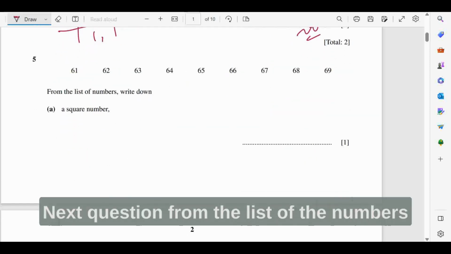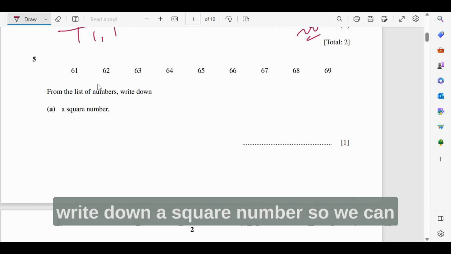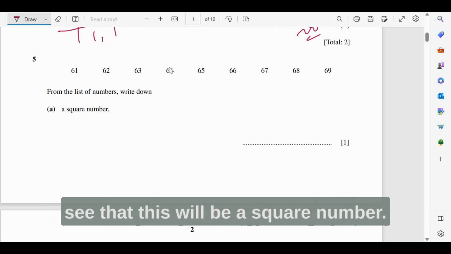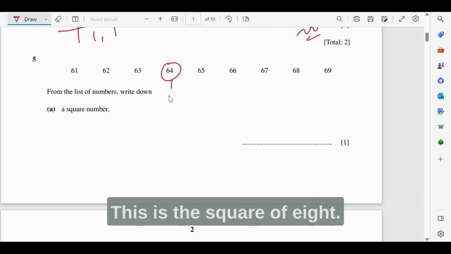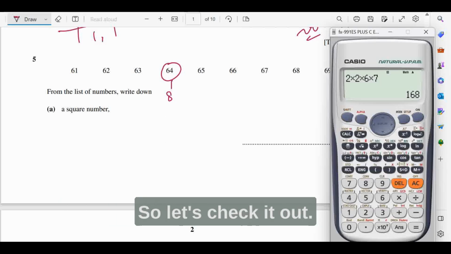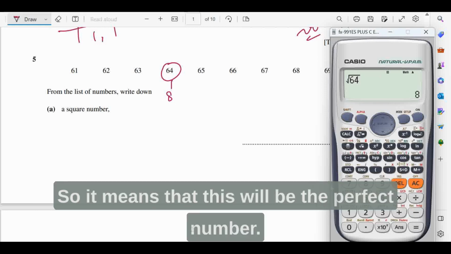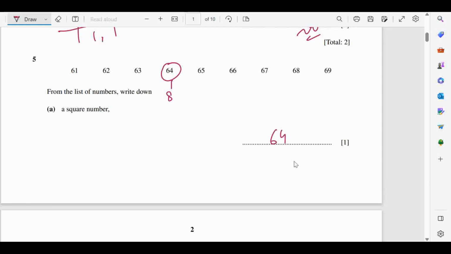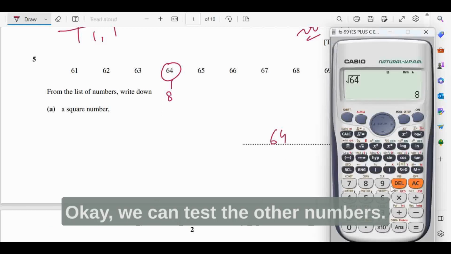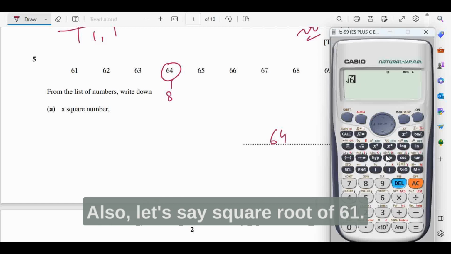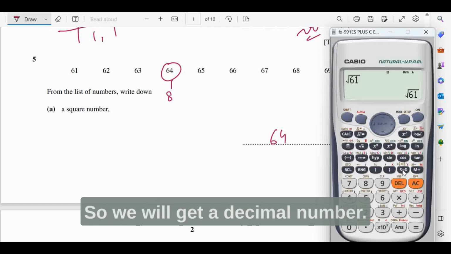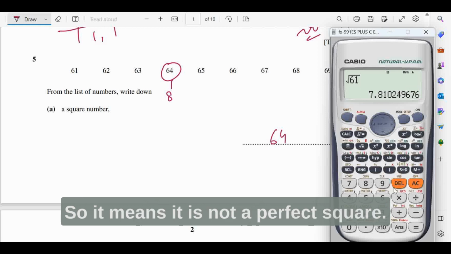Next question. From the list of the numbers, write down a square number. We can see that this will be a square number. This is the square of 8. So let's check it out. Square root of 64 equals 8. So it means that this will be a perfect square. We can test the other numbers also. Let's say square root of 61. We will get a decimal number, so it is not a perfect square.